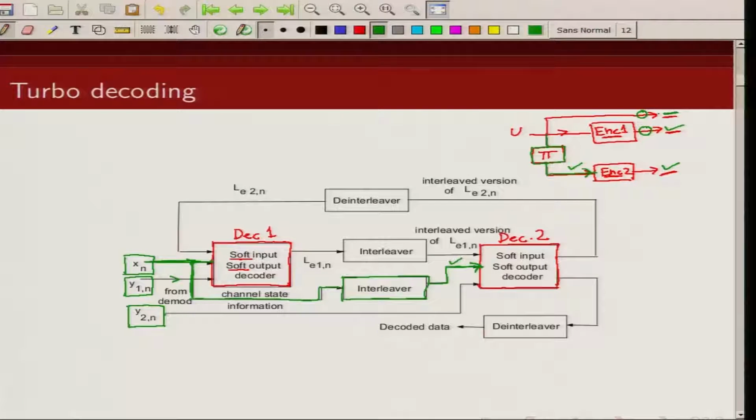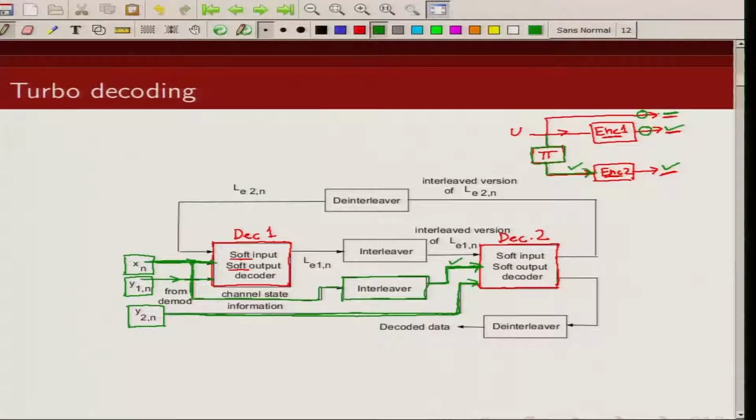Fine. So, these are the two inputs which I am receiving from the channel, which I am feeding to the decoder. The inputs to decoder 1 are these two inputs, and the input to decoder 2 is the interleaved version of the information sequence and this particular parity bit. So, these are the two inputs to the decoders from the channel.